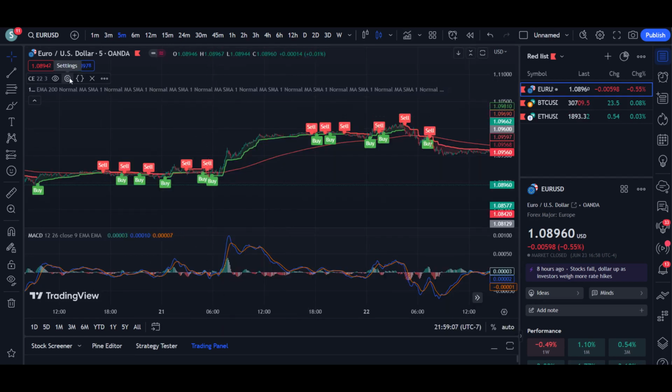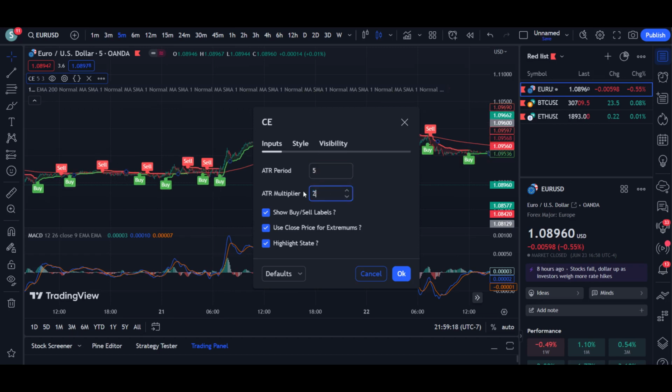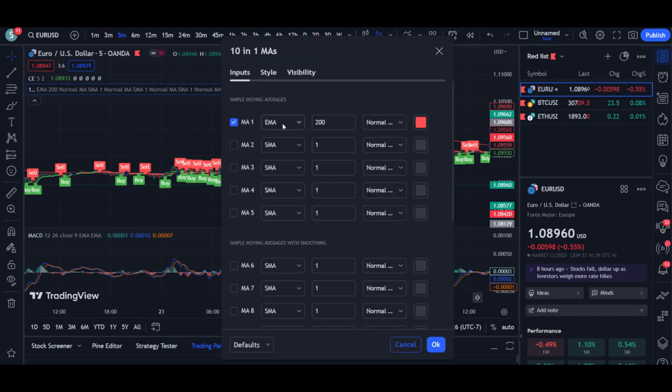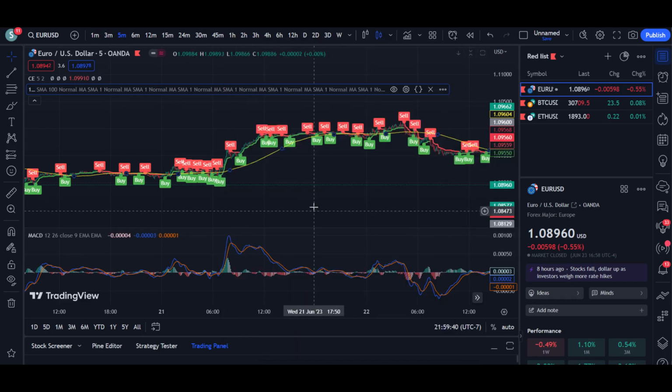As for the settings, the first one that we're going to adjust is the Chandelier Exit. For the inputs, we're going to change the ATR period to 5. We're going to change the ATR multiplier to 2. As for the 10-in-1, we're going to go to settings. We're going to change the EMA to an SMA. We're also going to change the value to 100. Now we'll change the color to gold. You can make this due to your preference though.